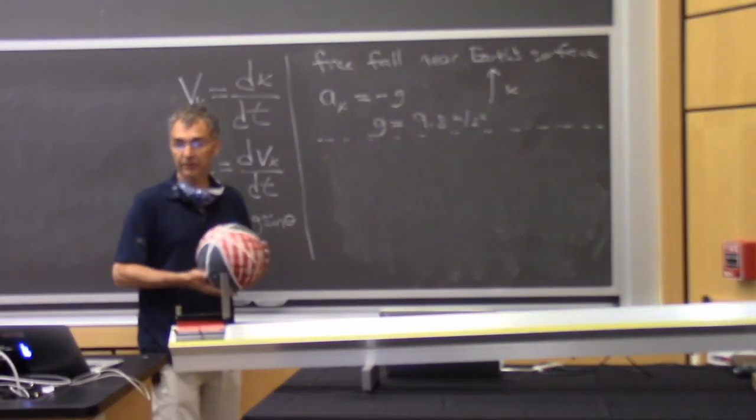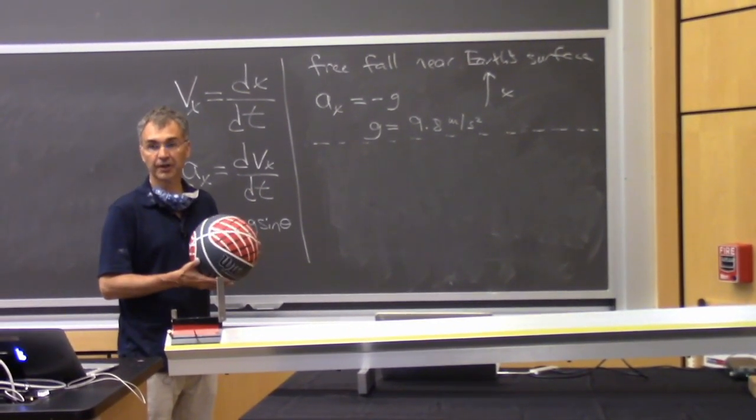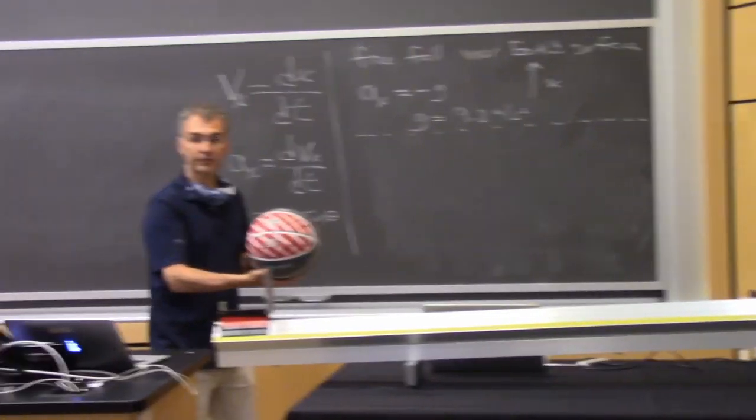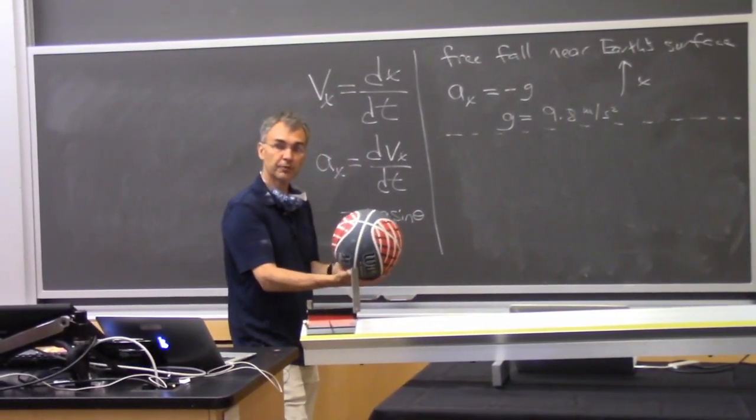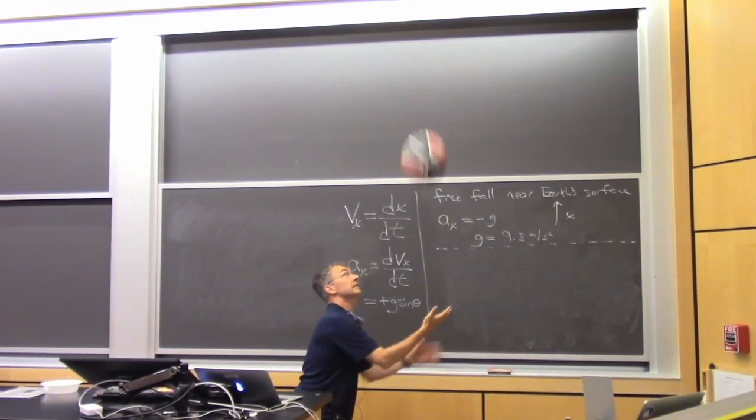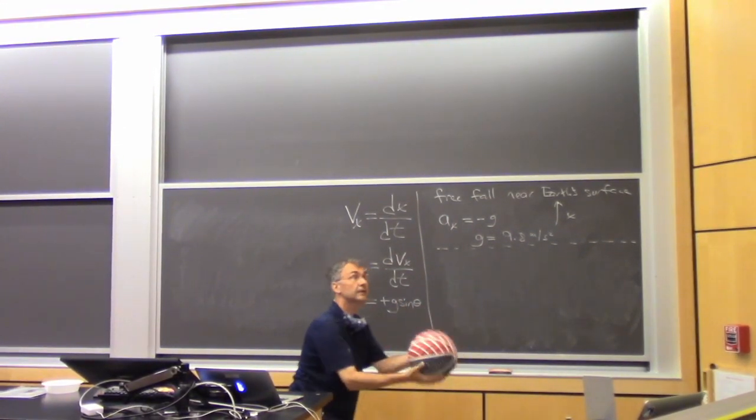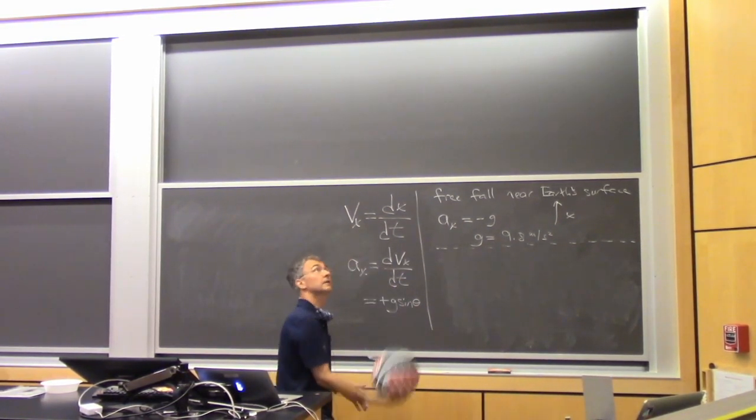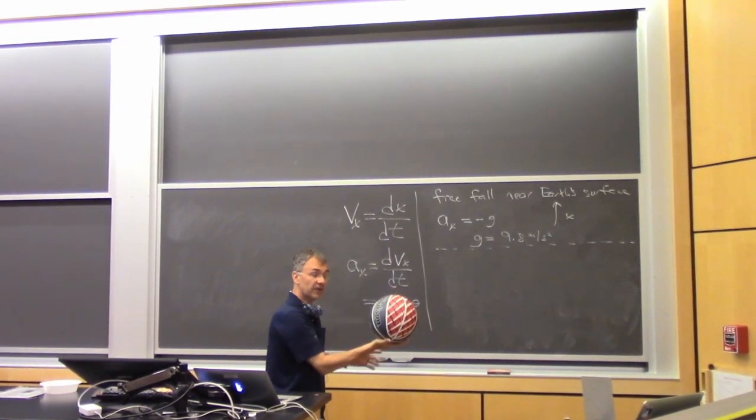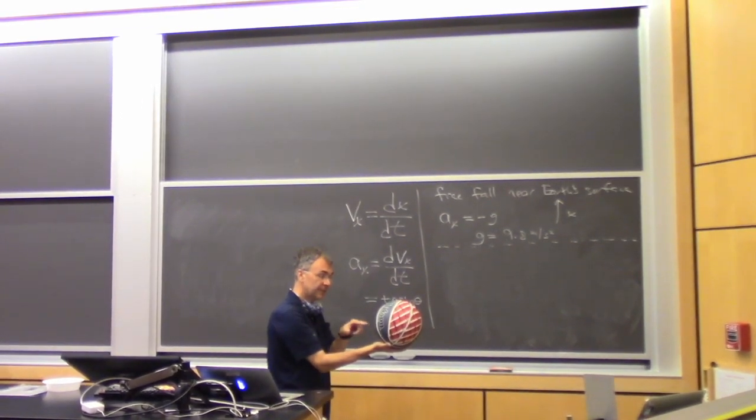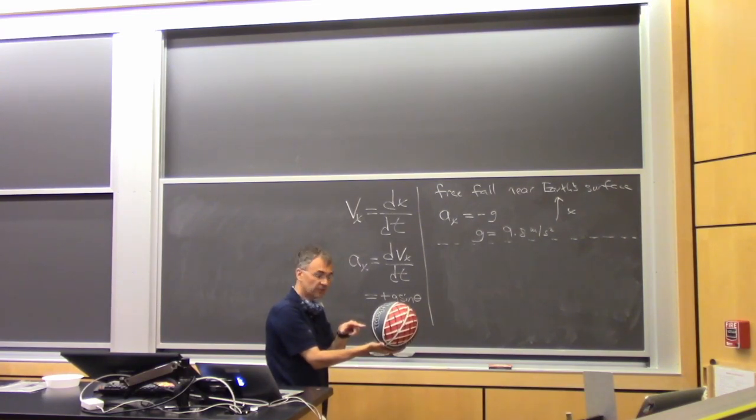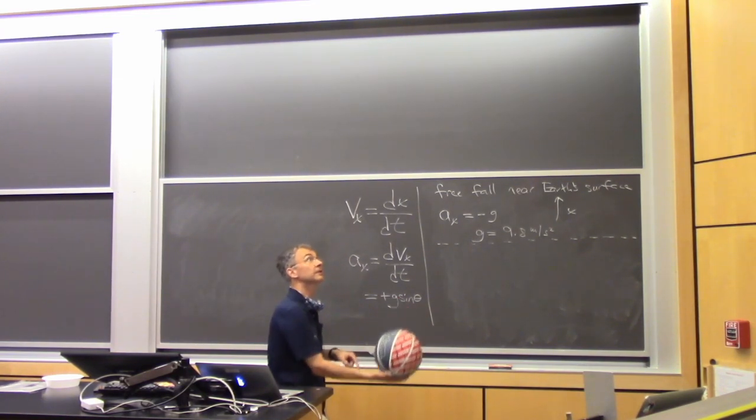What do you expect the shapes of x versus time and v sub x versus time to look like for a basketball tossed upward? And I'll just toss it upward from here and I'll catch it. So we'll call time equals 0 the instant just after I release the ball. And then you want to know what happens from the instant just after I release the ball until the instant just before I catch the ball.